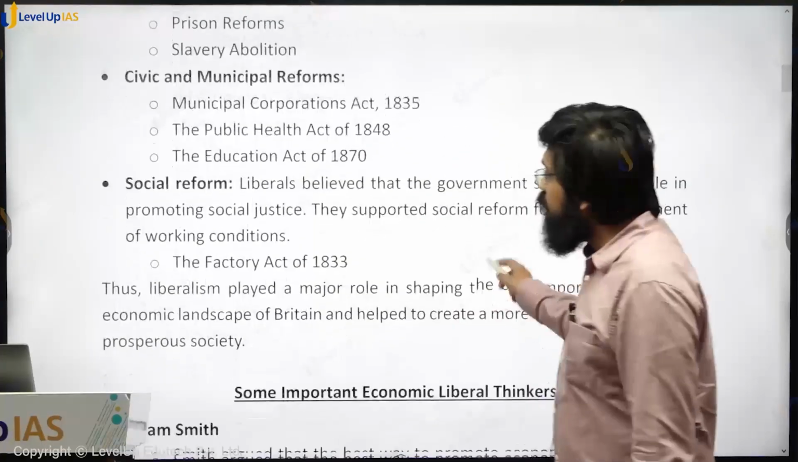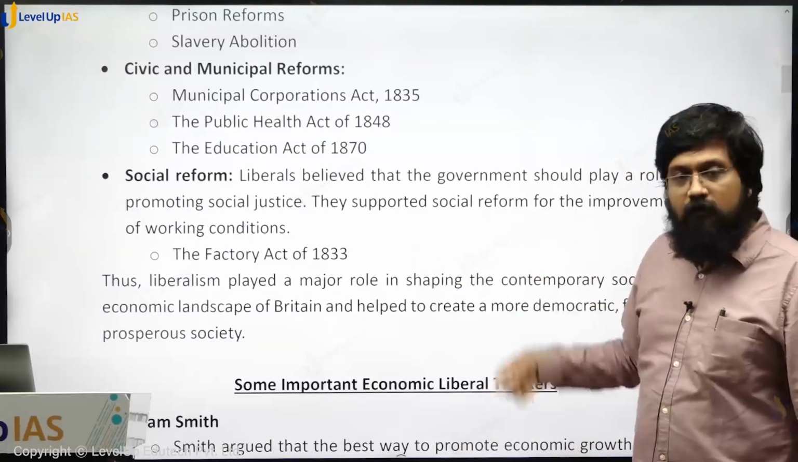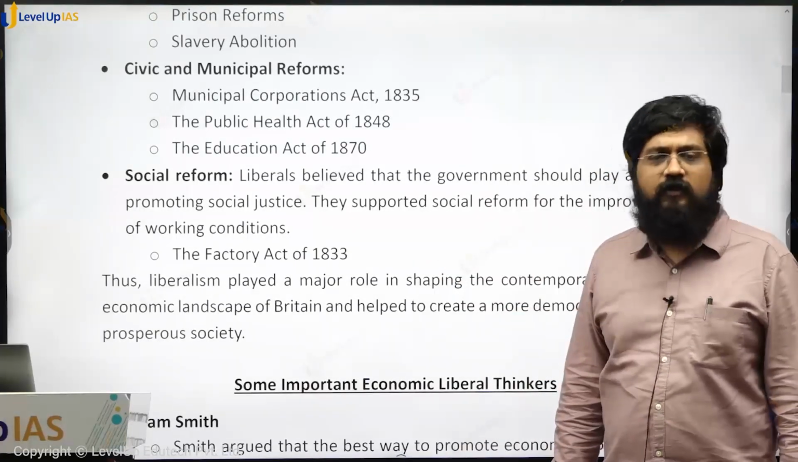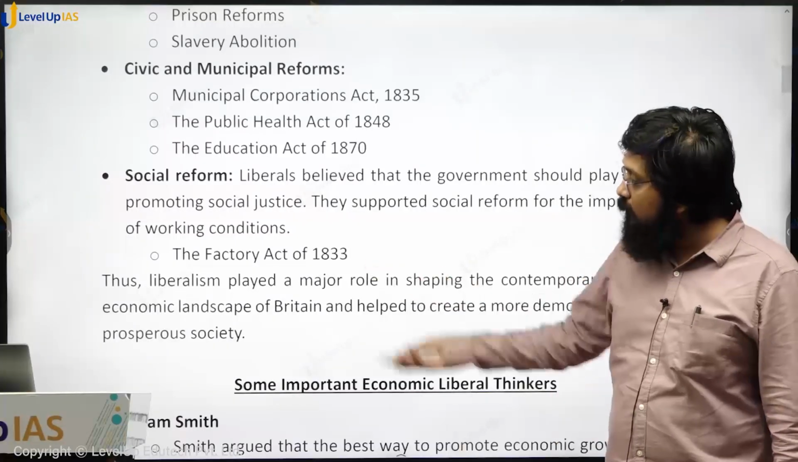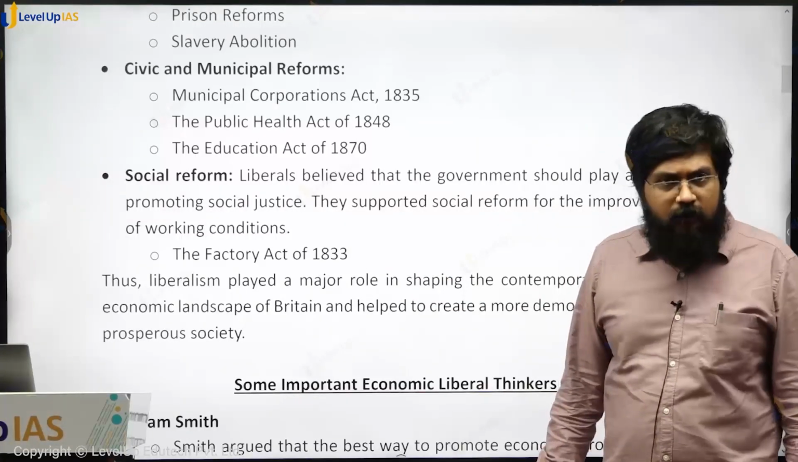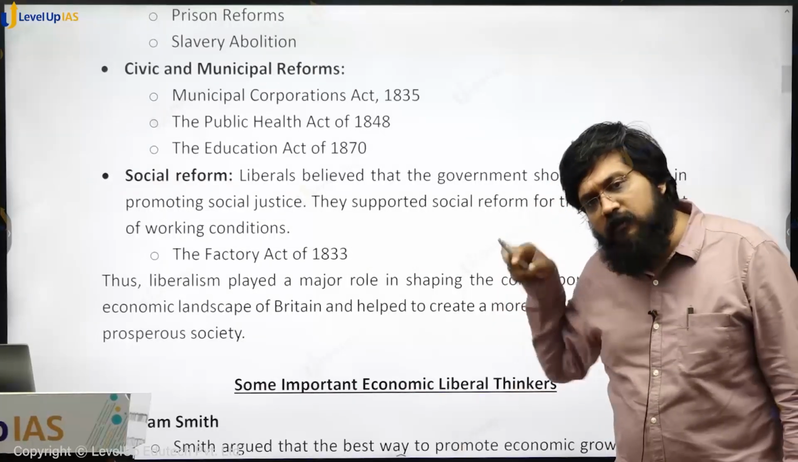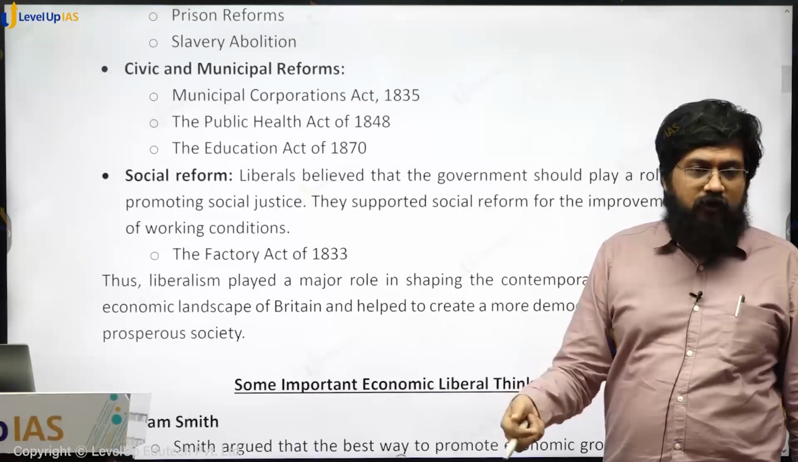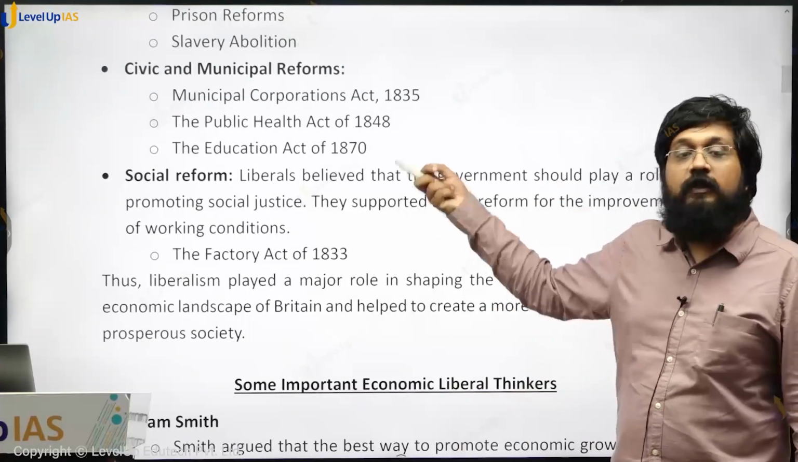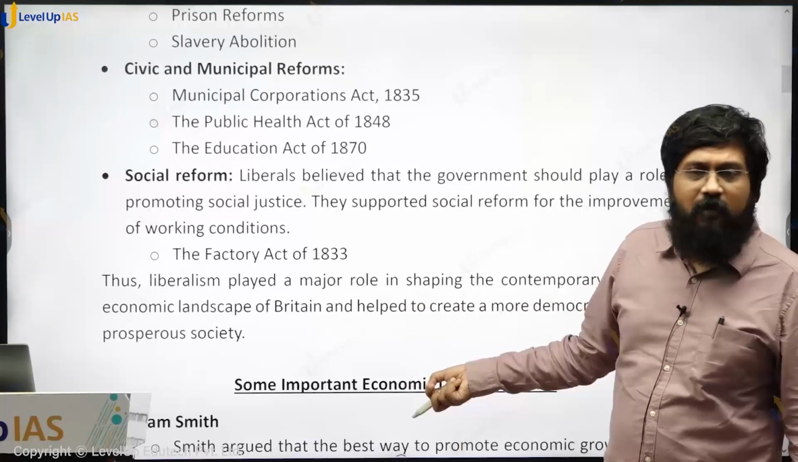Then you have social reform. For example, labor condition was pathetic. So you have government stepping in and bringing factory laws. हमने सारे कानून तो देखे अभी थोड़ी देर पहले. We saw them in the context of the consequence of the industrial revolution. Now we are looking at them as a demand of liberals. वही बात वहाँ पे रखी.